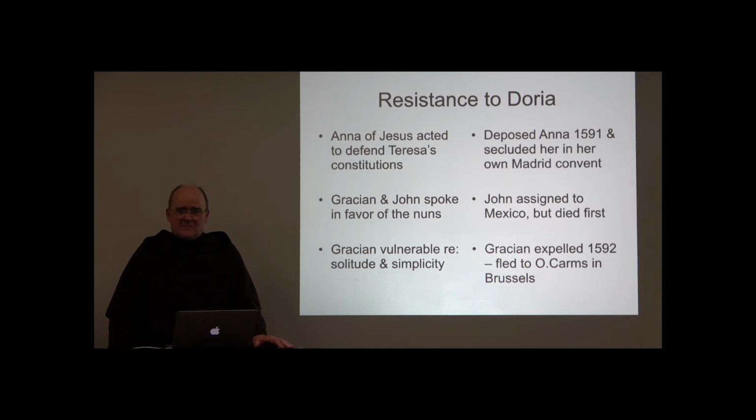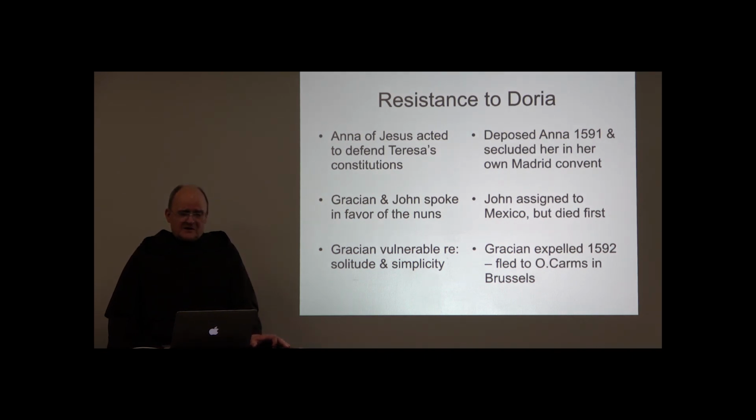Well, that made Doria really angry, and he lashed back as hard as he could. He eventually had the Pope reverse that judgment by all kinds of very strong arguments backed up by the king. And Anna of Jesus was punished further.